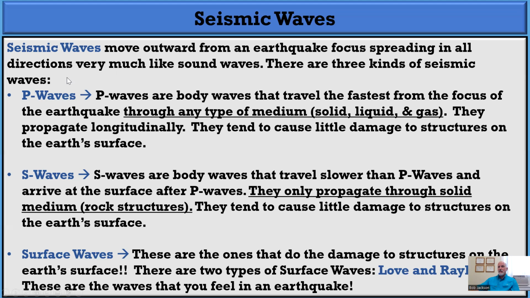The ones that are going to hit the surface first after an earthquake starts are these guys. But then the real devastating ones are the waves that are taking place on the flat surface on the top of the earth. We call them surface waves, because they're taking place on the surface of the earth. And there's two main types of those: Love and Rayleigh waves.